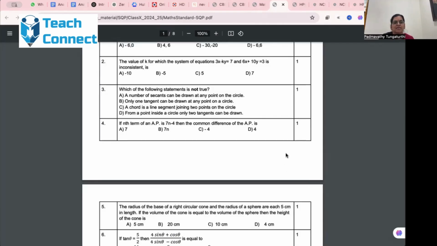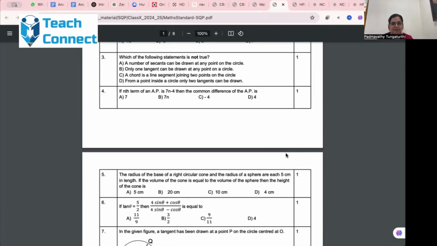Which of the following statements is not true is the third question. A number of secants can be drawn at any point on the circle. Now, what's a secant? What's a tangent? What's a line segment? From a point inside a circle, only 2 tangents can be drawn. Inside a circle, we cannot draw 2 tangents. We can draw 2 tangents from outside the circle.